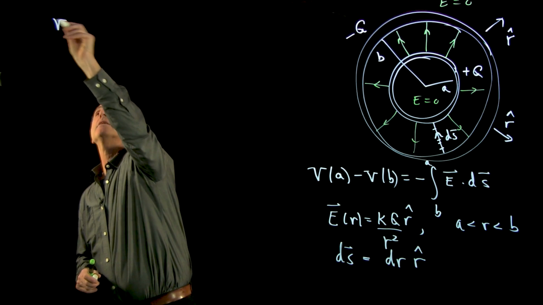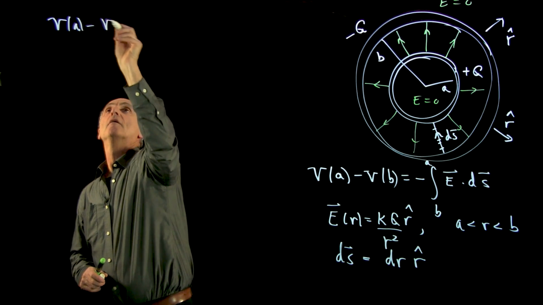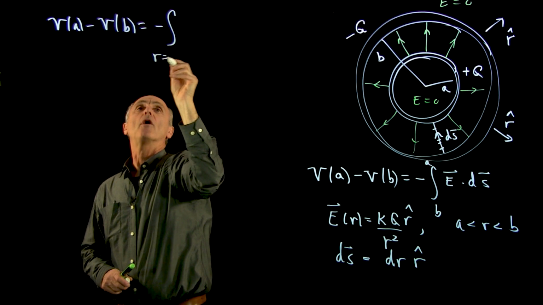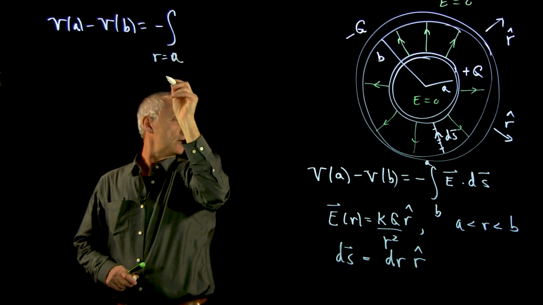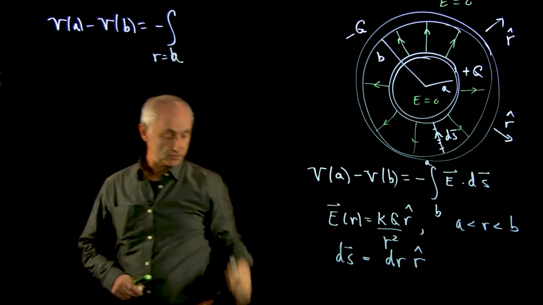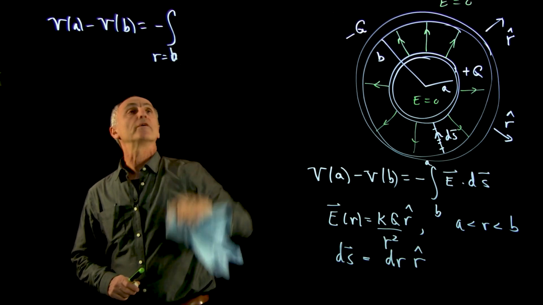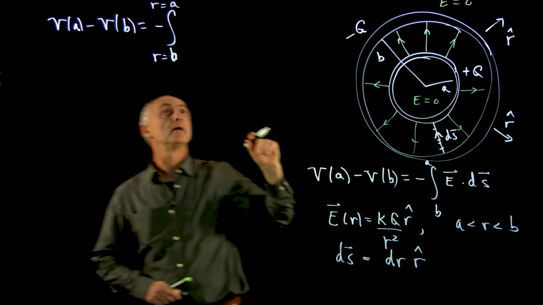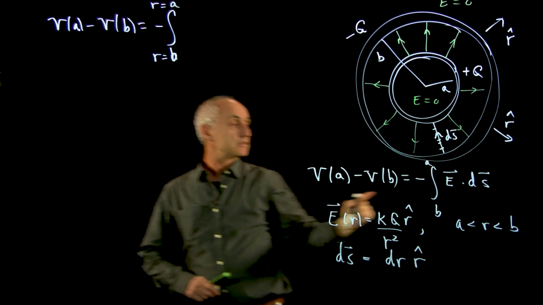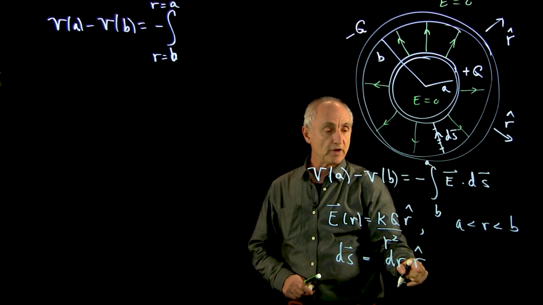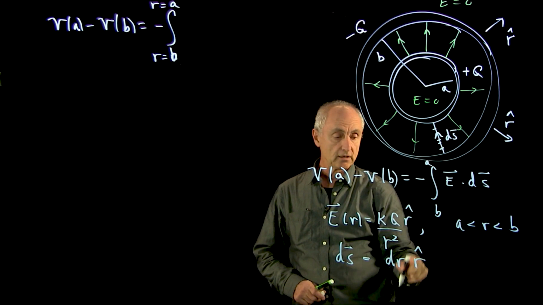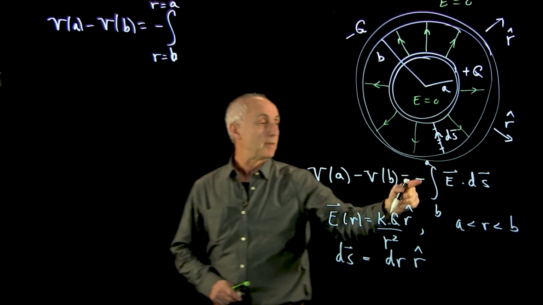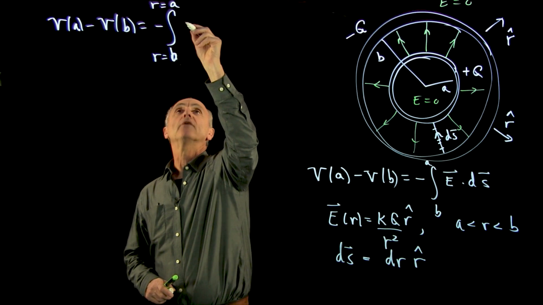And so what we get is that V of a minus V of b is minus the integral from r, we're going from b. Let's make sure we have that right. We're going from the outer shell to the inner shell. And now the dot product of these two vectors is positive, r hat dot r hat, a positive quantity. And there's a minus sign overall on the outside.